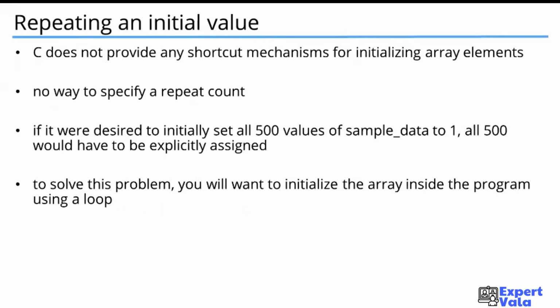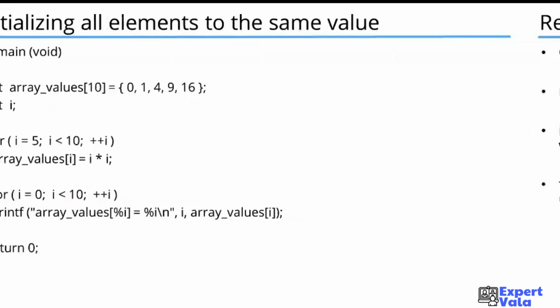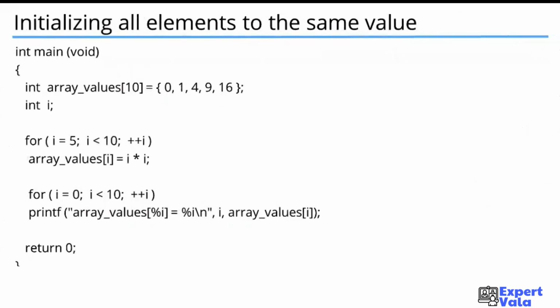The easiest way to iterate through an array is to use a loop. Here's a quick example of how you can initialize all the elements to the same value. In this case, though, we are initializing the first elements to 0, 1, 4, 9, and 16. So this is really just initializing all the remaining elements to a value. Essentially, the sixth through the 10th element, using index 5 to 9.